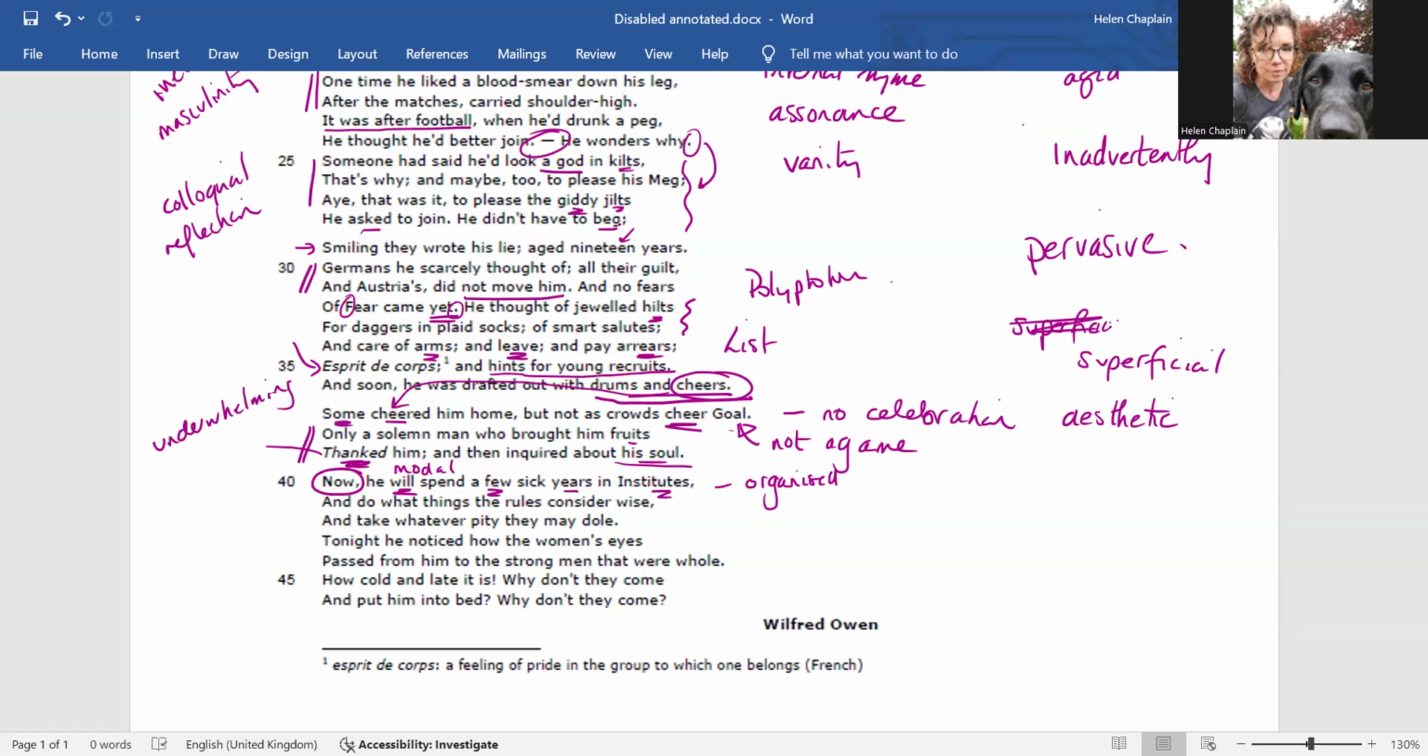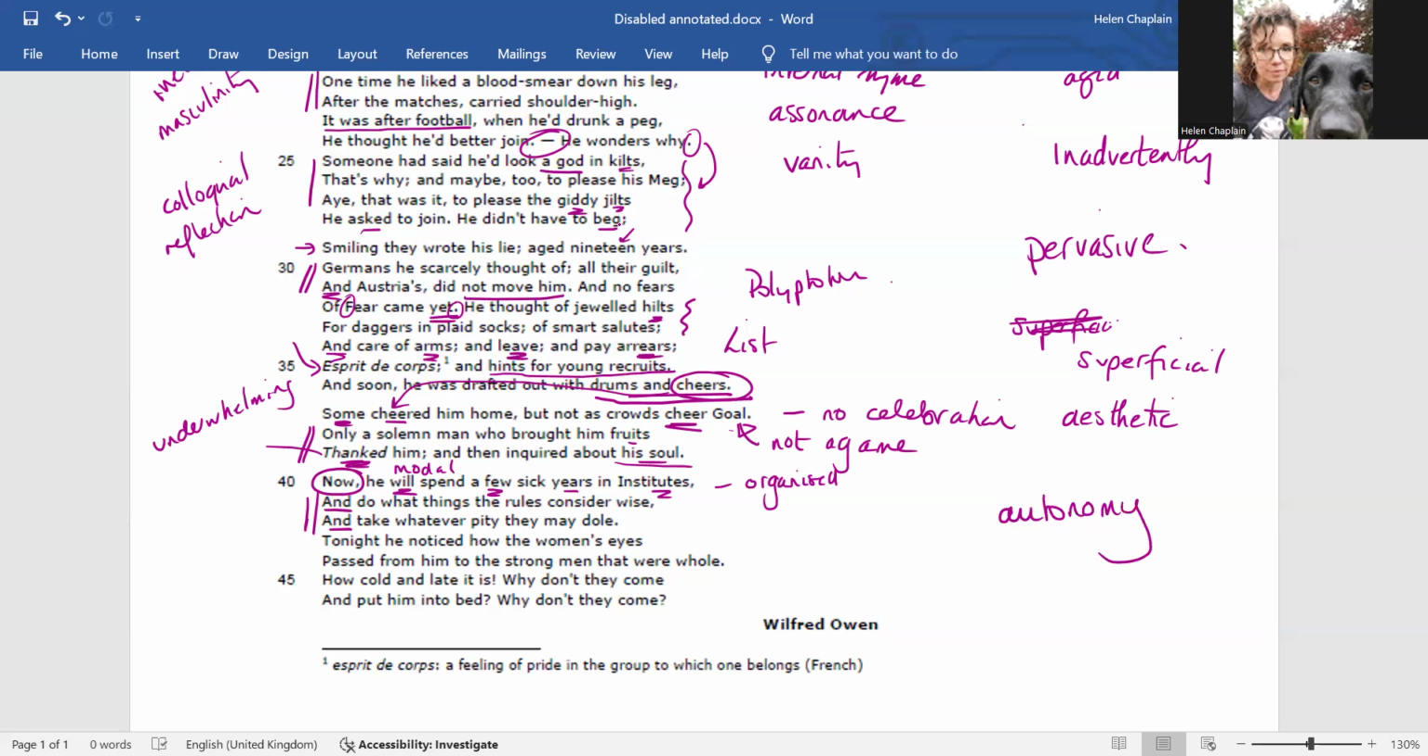And again, we have the and the and. Everything I said before about the ands, they're all the way through, that building sense of inevitability. He will do what things the rules consider wise and take whatever pity they may dole. So he's stuck, he's got to follow the doctor's advice. He's got to follow the rules of the homes. He's basically going to be institutionalized, and he has no control. He has no autonomy over his life. Autonomy is your independence. Okay, so he is now, again, as he started the poem, completely passive.